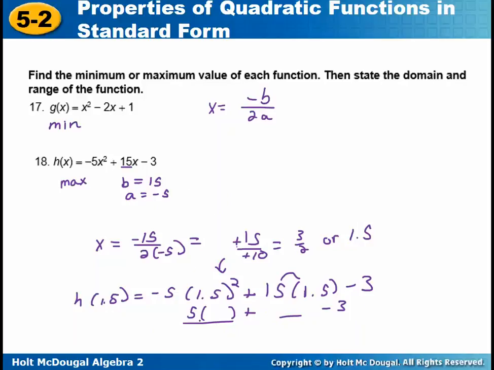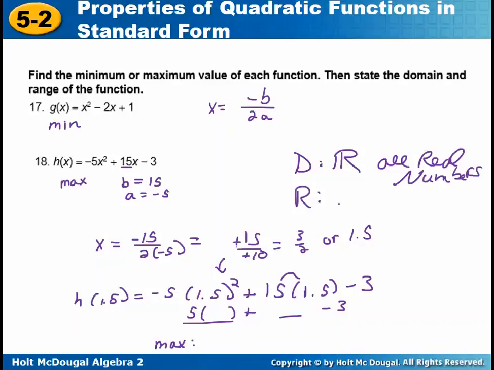So we have to do that to find the maximum for this one. Whatever you find, that will be the max. The domain is all real numbers, which is the same as this fancy capital R, or just write all real numbers. And the range depends on what you find as you finish this. The range is going to be y is less than or equal to whatever you get for your maximum value.